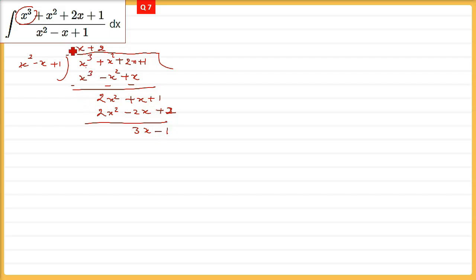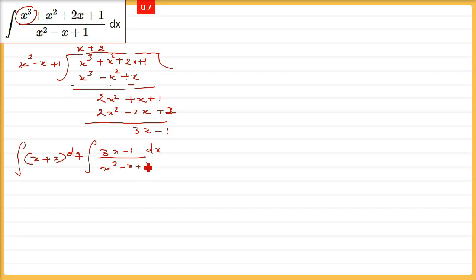So how do we write this? I already told you in the question we did in the beginning. So first will be x plus 2. Then we will have 3x minus 1, and then quotient, divisor and remainder. So 3x minus 1 divided by x square minus x plus 1. So we'll integrate this. X plus 2 integration is very easy. But 3x minus 1 by x square minus x plus 1.